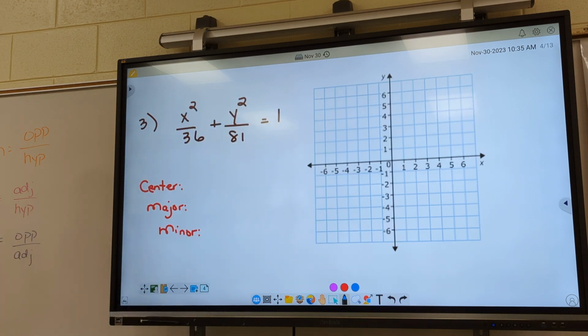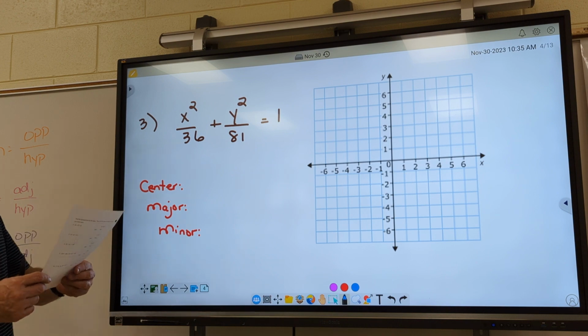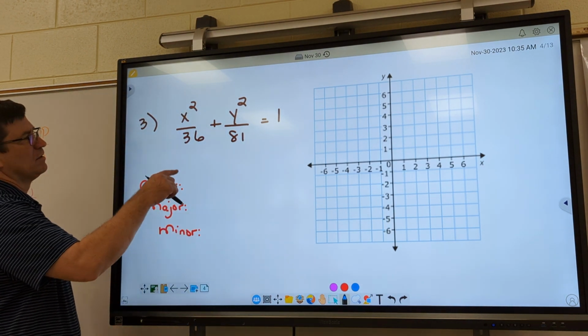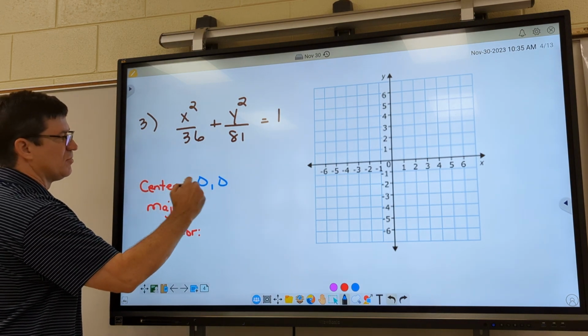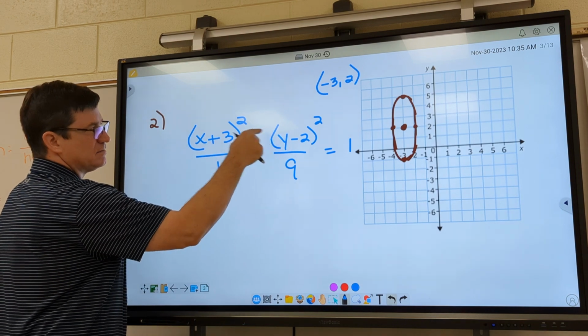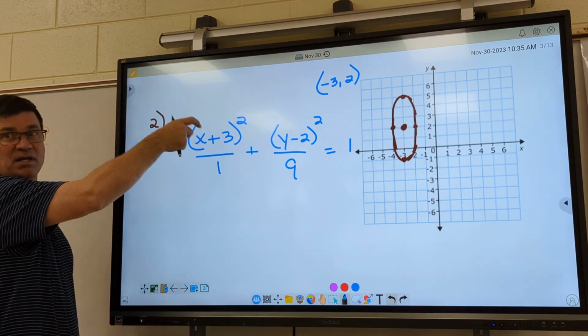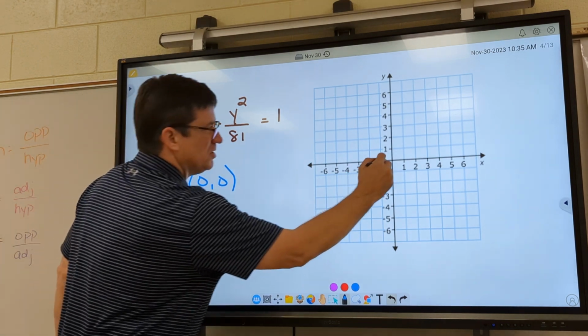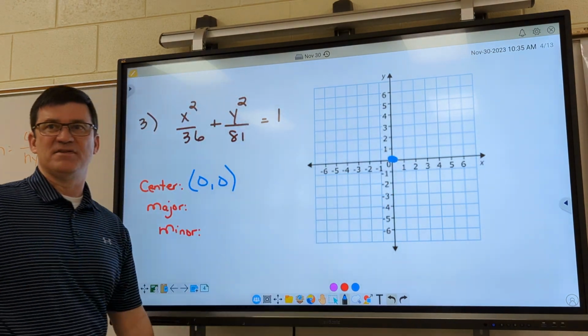All right, so number 3, they want us to graph it. Okay, we can do that, and then they want you to write the major and the minor. We haven't talked about that yet. So first, where would the center be on number 3? 0, 0. He's right, because remember, look back at number 2. It's only got a center if you got numbers up top in the parentheses. Otherwise, it's 0, 0, like number 1 was. So put a point on your graph at 0, 0.